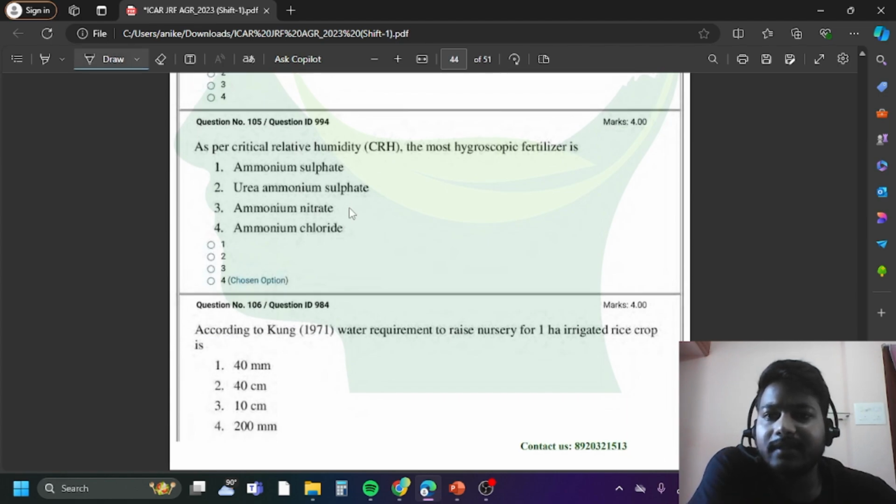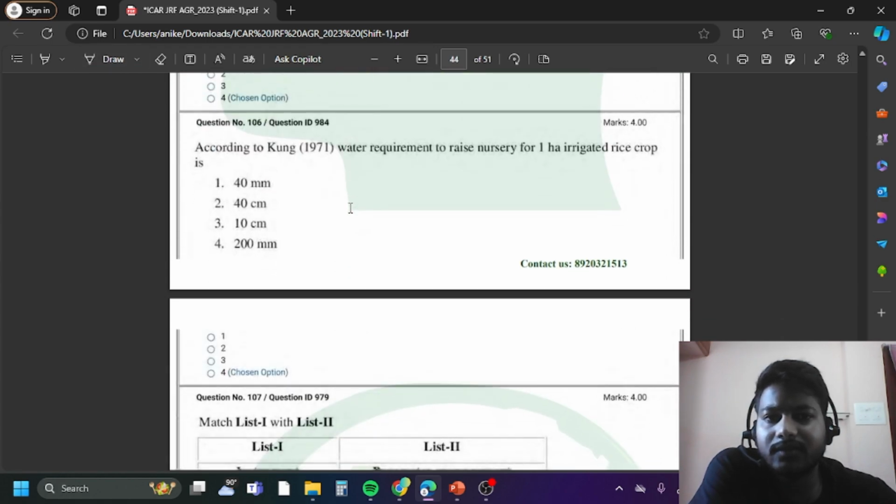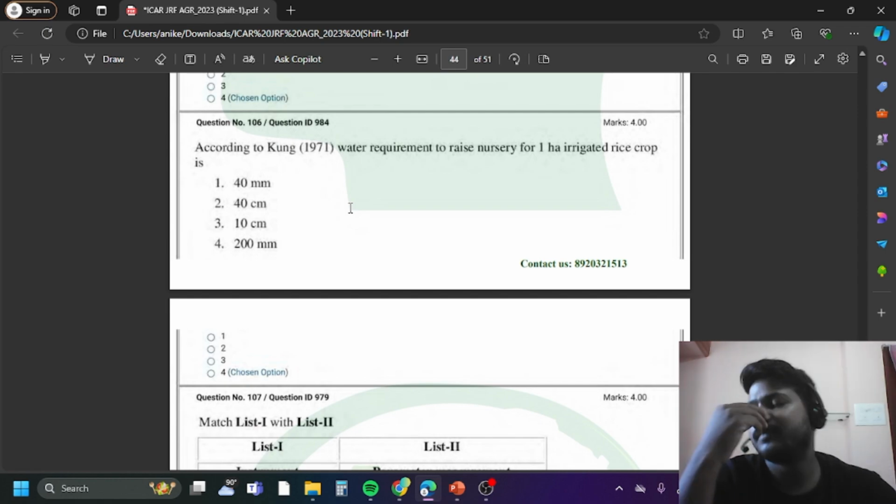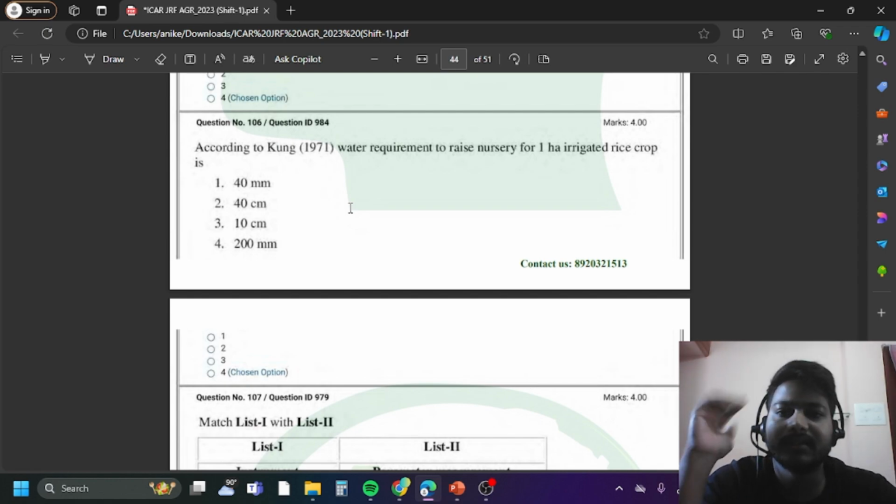Next is, as per the critical relative humidity, the most hygroscopic fertilizer is ammonium nitrate, that is having 63. Okay, ammonium sulfate is not that much hygroscopic. Ammonium chloride is not that much hygroscopic. Okay, you just go through the hygroscopic value, the CRH value. You just follow my note of soil fertility and fertilizer. Under that, you will get everything.